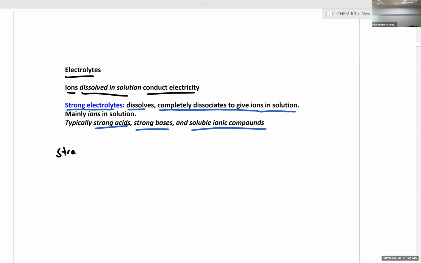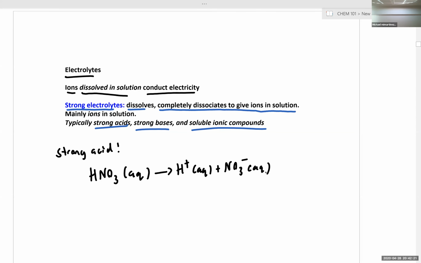So let's look at a strong acid. Would someone like to give me an example of a strong acid that we have not yet discussed today? Or just any strong acid that you can think of. Let's see some responses in the chat. Nitric acid, sure, that's a good one. HNO3, it's a strong acid, it gets the aqueous symbol, and it dissociates to yield H+ and nitrate ion.